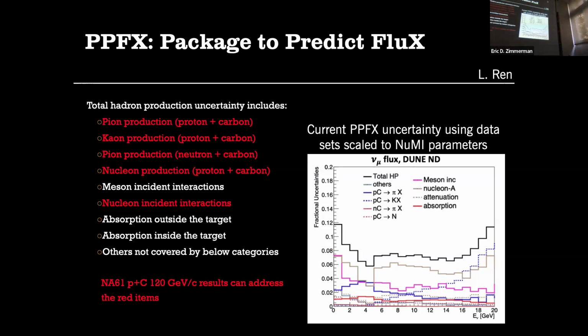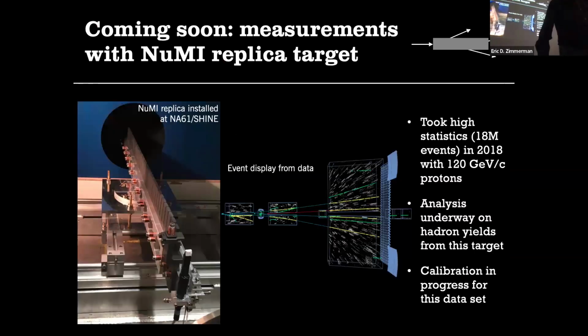This is the current PPFX uncertainty without NA61. And that's making some possibly dubious assumptions about momentum scaling. So I'm actually not sure the errors really should be that low.